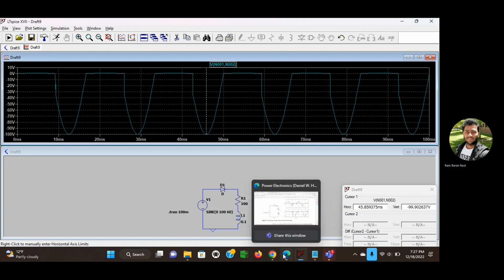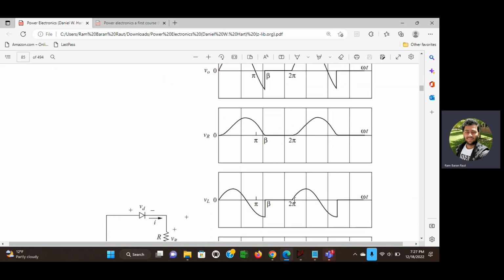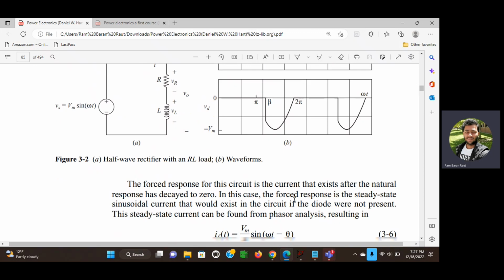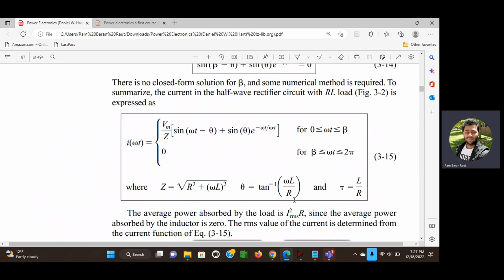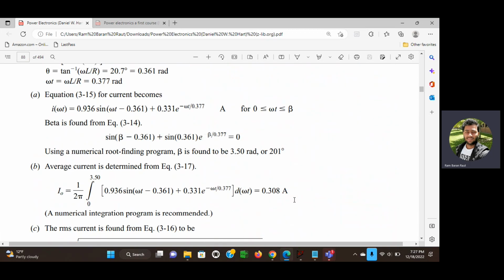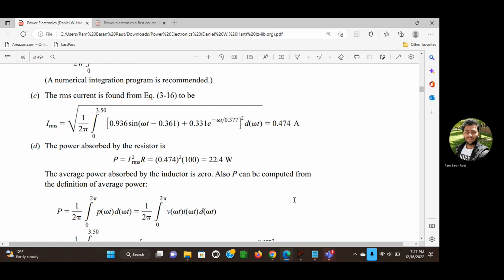So we have already proved all the waveforms for this circuit. We have analyzed it, calculated all these values, compared with this solution, and we are good to go.